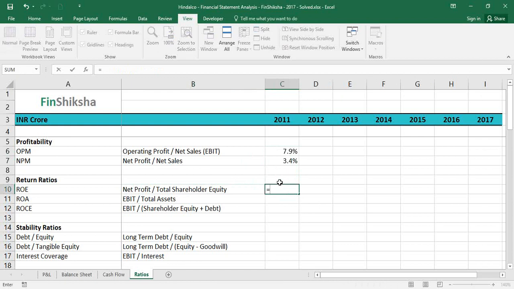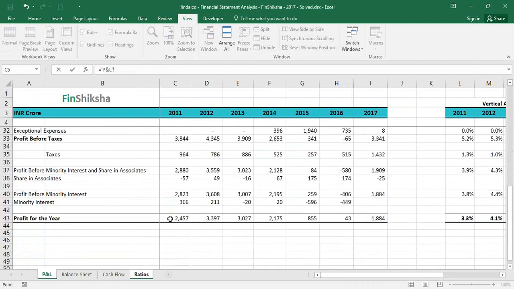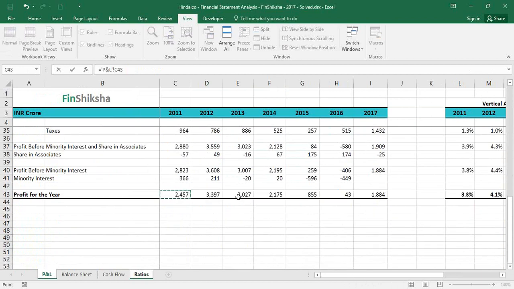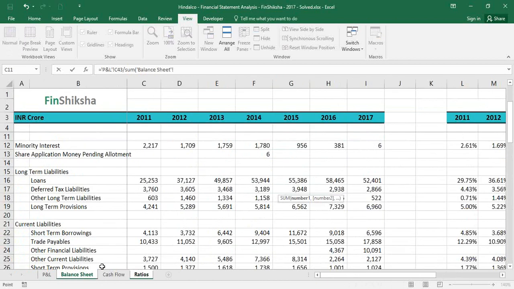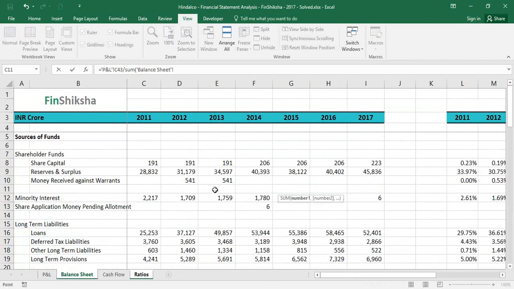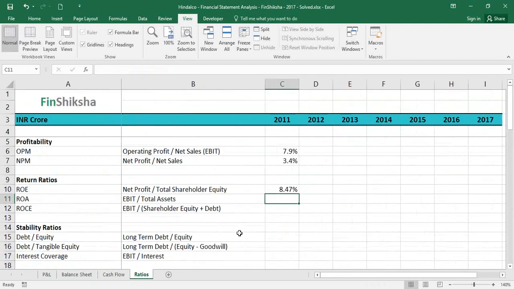Let's look at that. We're going to take the net profit, which is here, 2457, and divide it by the total shareholder equity. So I'm going to divide it by the sum of a few things on the balance sheet. I'm going to add whatever total shareholding data points are available, and we're going to get this here.